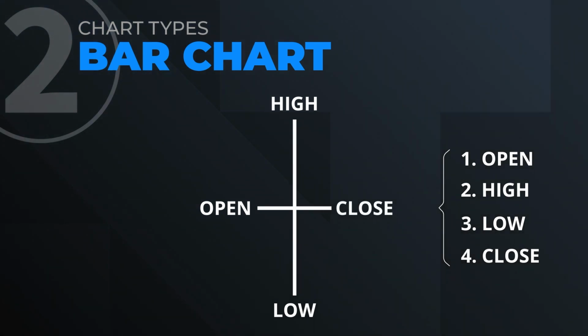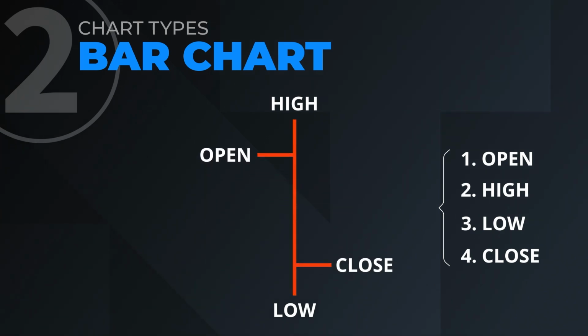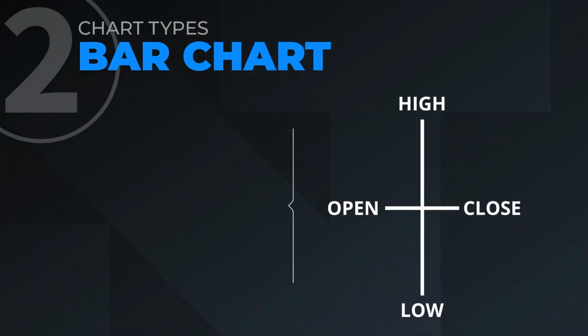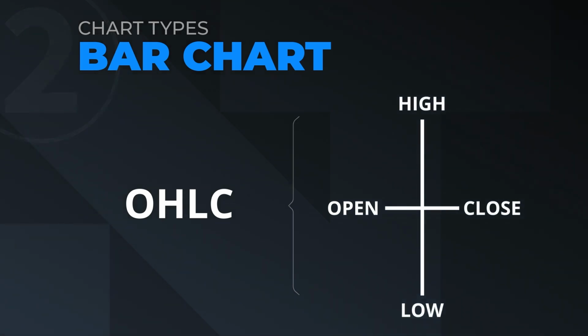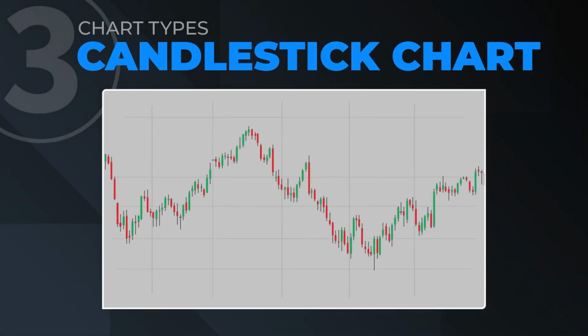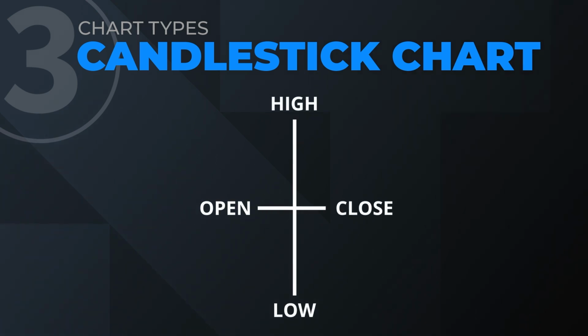For a trader or investor, this is an improvement on the line chart, as it helps to determine the direction of trading within the time interval. These bars are also called OHLC bars: open, high, low, close. Candlestick charts are a popular variation of the bar chart. Like bar charts, candlestick charts use open, high, low, and close data to create the candle.